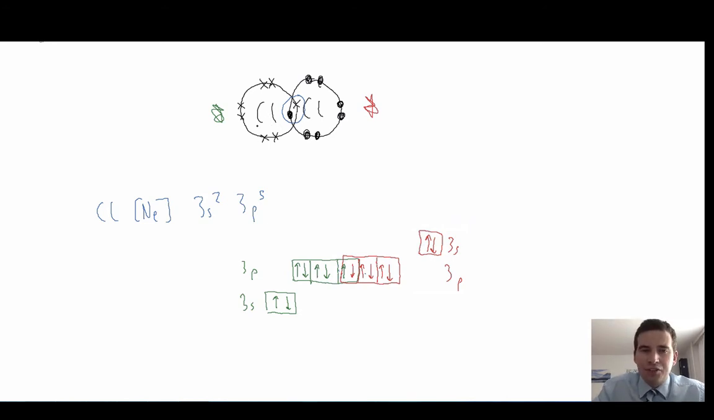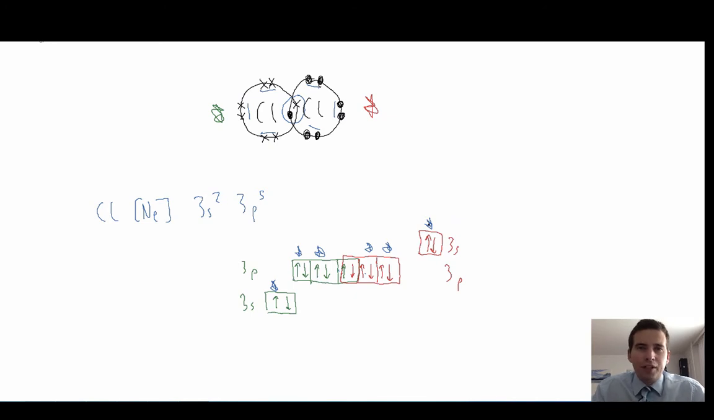You'll notice that the left hand side chlorine atom has 3 lone pairs. So we have one here, and one here. And the right hand side chlorine also has 3 lone pairs. One here, and one here.